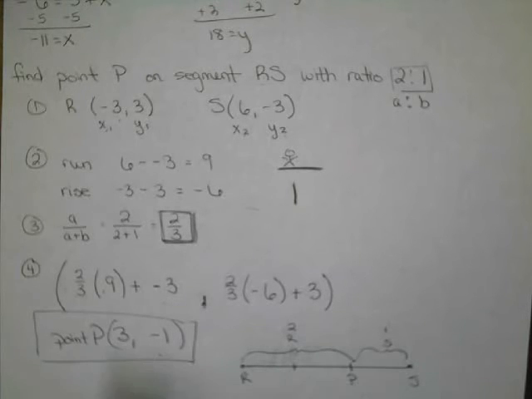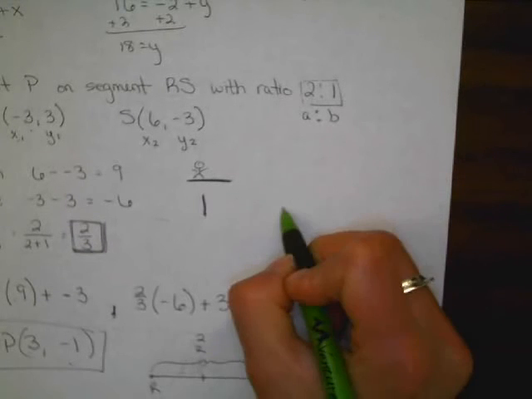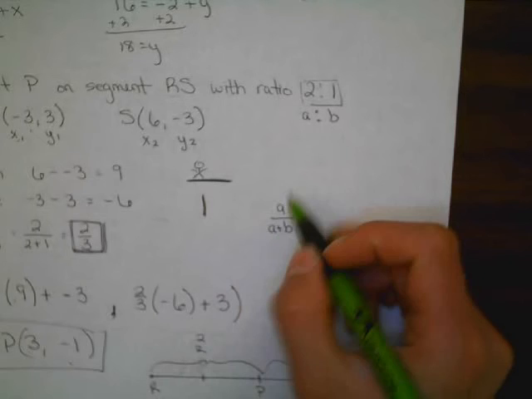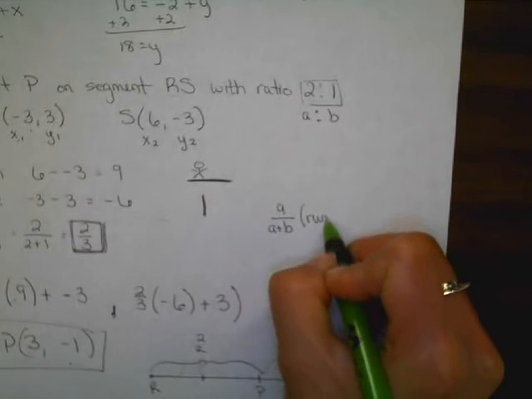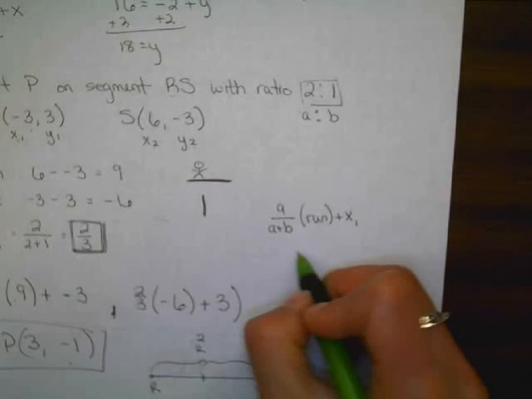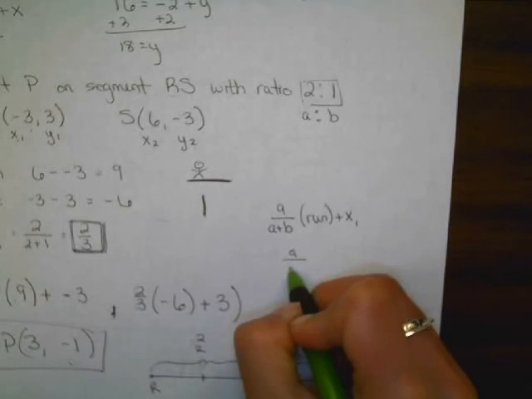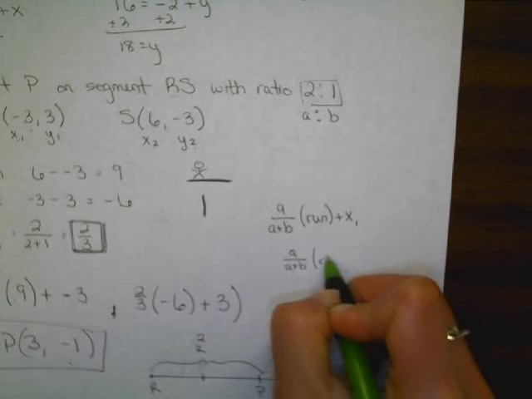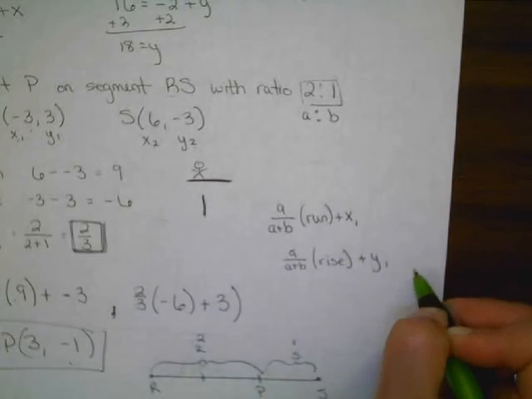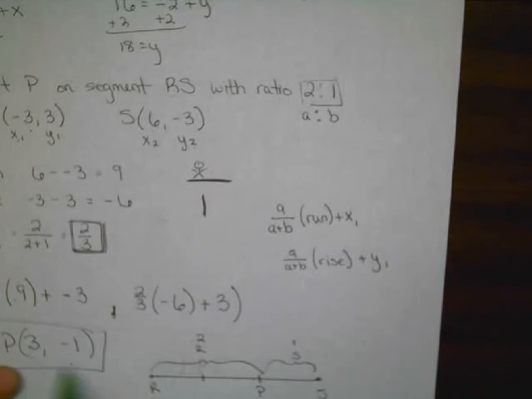Again, if you have forgotten the formula to get this last piece down here, it's always a over a plus b, which is what we found in step 3, times the run plus x1. And then the y value is going to be a over a plus b, but this time times the rise plus y1. And of course, again, that's a point, so it's got to look like this. And that's it for segments.